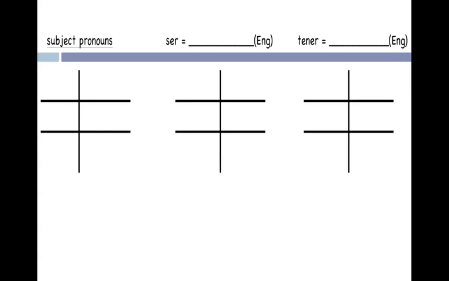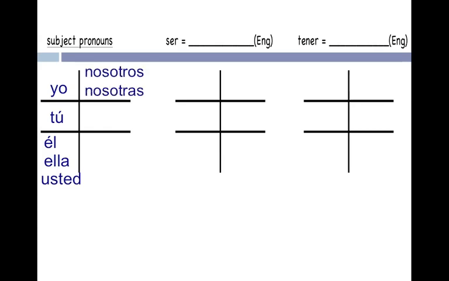What are the subject pronouns? ¿Cómo se dice I en español? Yo. You, my friend, singular. Tú. ¿Cómo se dice he? Él, she. Ella, you, formal. Usted. ¿Cómo se dice we? Two ways.